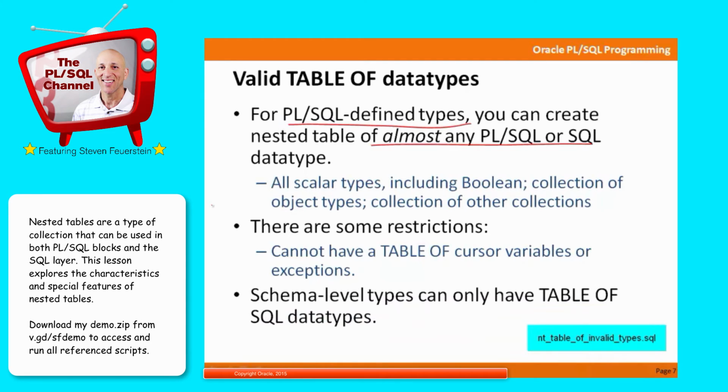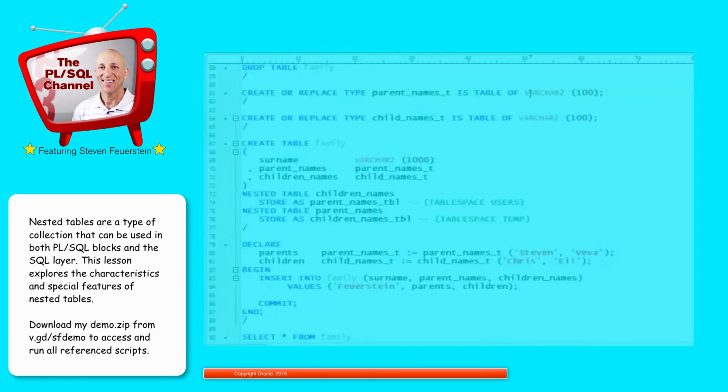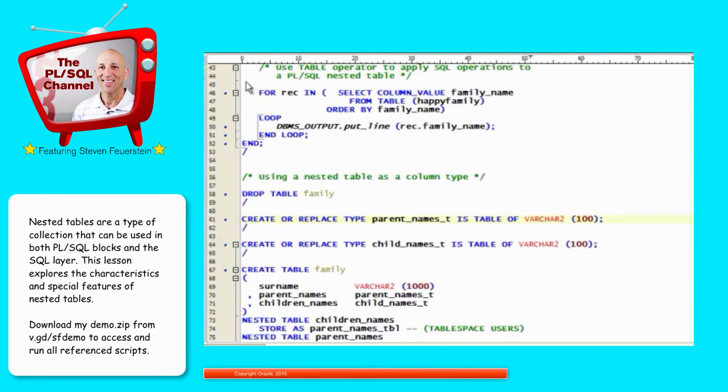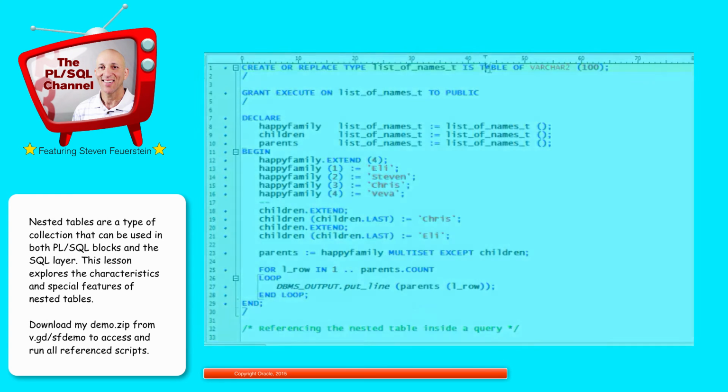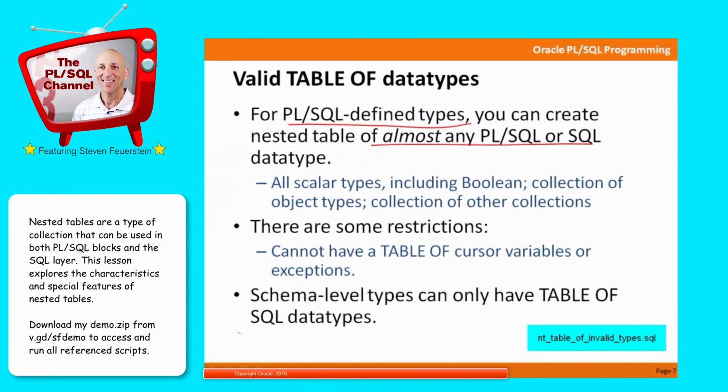In addition, if you have a schema level type, which is what we've got in the example I just showed you, a schema level type, create or replace type. With this kind of type statement, you can only have table of SQL data types. You can't have references to PL SQL types. Let's take a look.